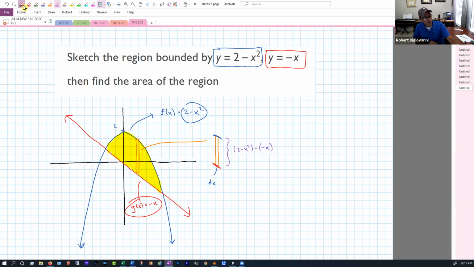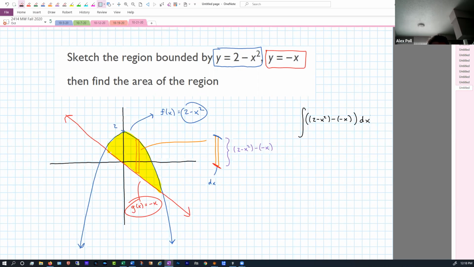And so I can go now and start to set up the integral. I have the integral, it'll be the 2 minus x squared minus the bottom function, negative x, all of that dx. Any questions? Integral top minus bottom. We're all right? What am I missing? What do I still need? Interval. The interval. Yeah, the limits of integration, like the actual interval.